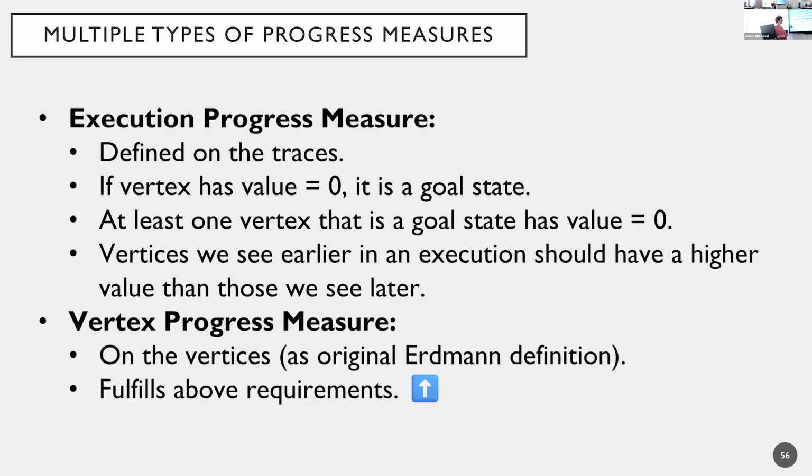Like our original progress measures, it takes a value 0 at the goal, and things that come before should have greater values than things that come after. We want to always be making progress. Our original definition is a vertex progress measure. In the way we've seen it up to this point, it has all the same requirements as you saw previously.